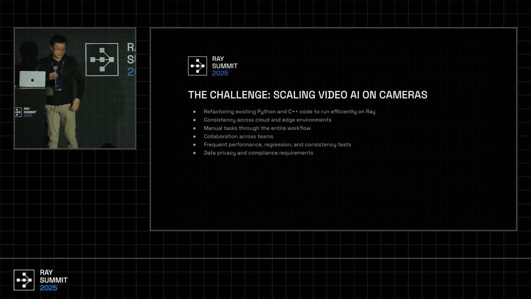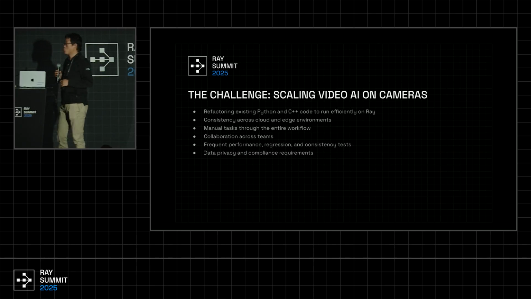After talking about the journey, I'm going to cover the actual problems. It's not as easy as you might think. One of the biggest challenges is that when we run a model on the camera, it's typically written in C++ to get the best performance on the edge device. You rarely run Python code natively on the camera. Also, the model was already built before we got onto Ray. So the biggest challenge is how to refactor the existing Python code, and most importantly the C++ code, to run effectively and efficiently on Ray.